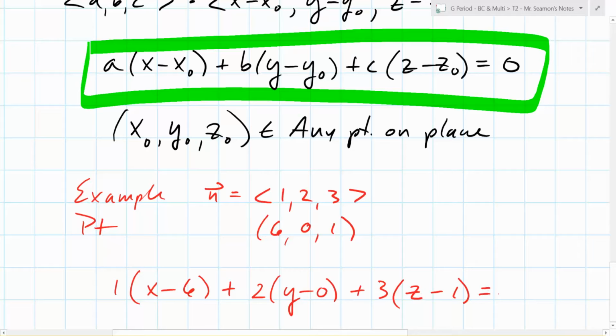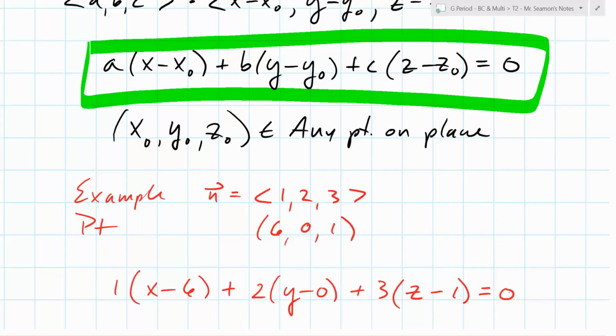Equals 0. That right there is the equation of the plane that passes through the point (6, 0, 1) that is perpendicular to the vector n. How many pieces of information did we need to write the equation of a line in 2 dimensions? 2. Point and slope. Or if we had 2 points, what could we find? The slope. So point and slope.